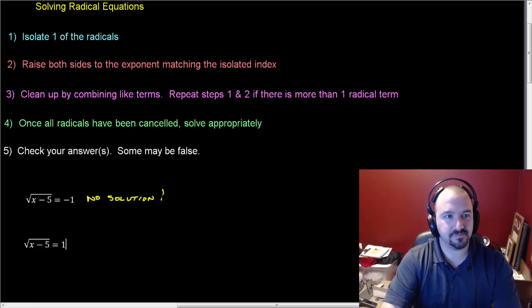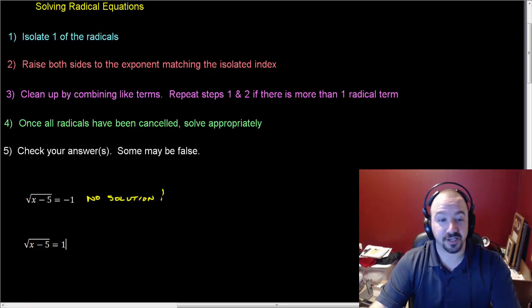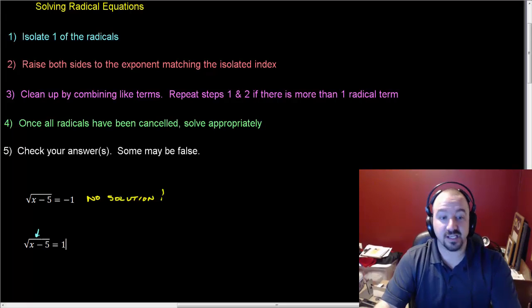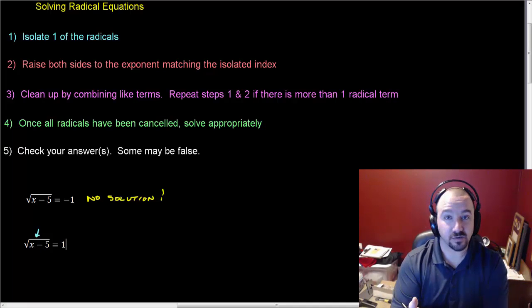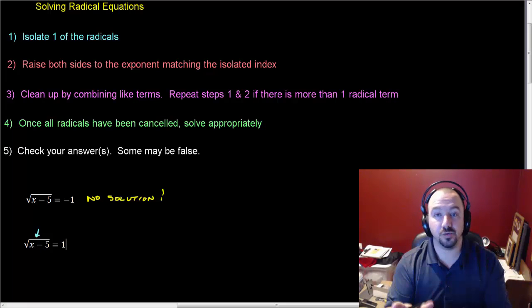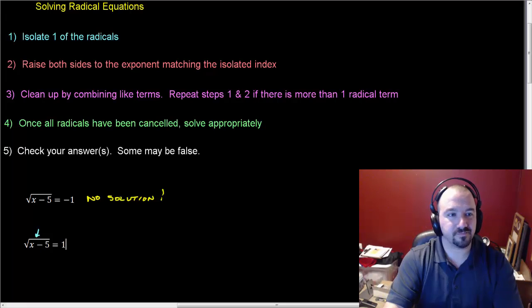All right, so let's go ahead and do this. This second one here, it does actually have a solution. So we're going to go through it and check it. Step 1 says isolate one of the radicals. Well, look at that. There is only one, and so it's isolated. It has nothing around it. There's no coefficient. There's nothing adding or subtracting to it. It's not being raised to a power. We have nothing else to do with it. It's done. So we did it.